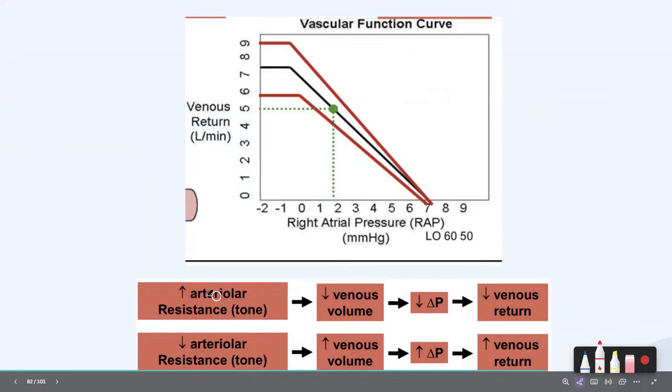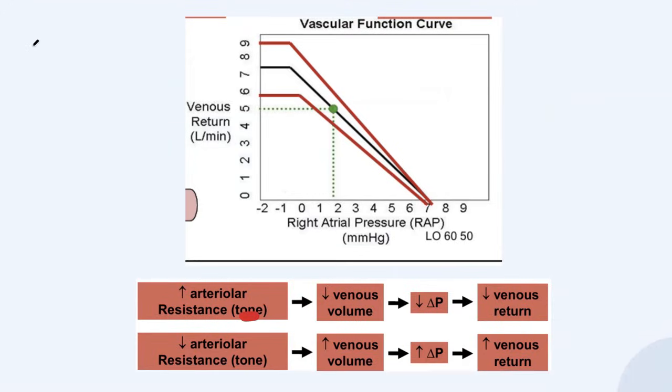increased arteriolar resistance or increased arteriolar tone is going to cause a decreased venous volume, which is going to cause a decreased venous return. Okay, what does that mean? That means that when you have arterioles, and then you have all these capillaries, so 1 capillary, 2 capillary, 3 capillary, 4 capillary, and then you have big, huge veins like this.